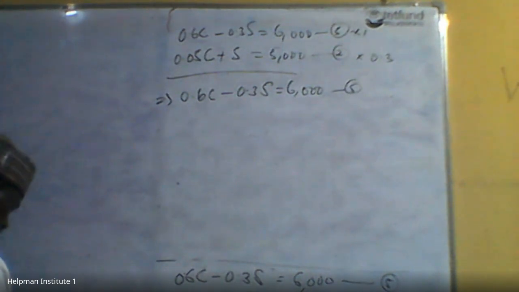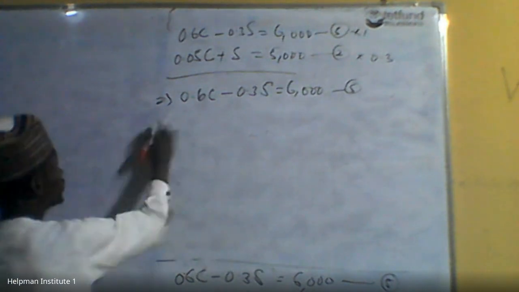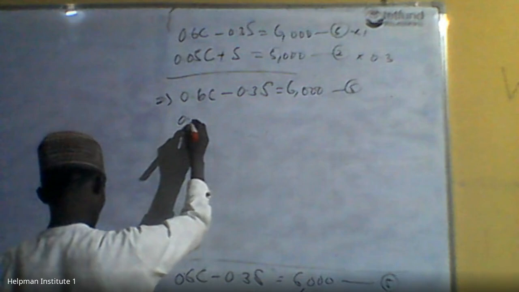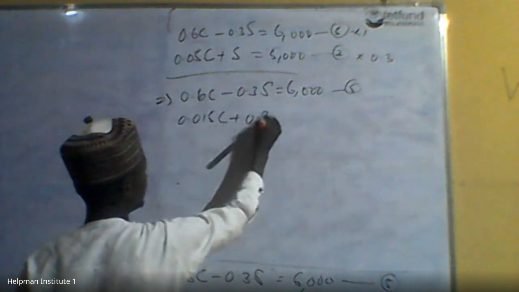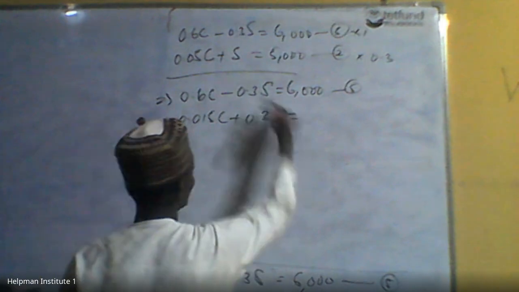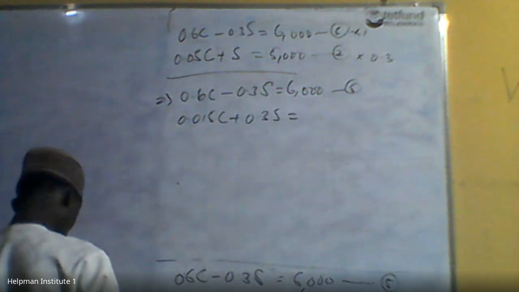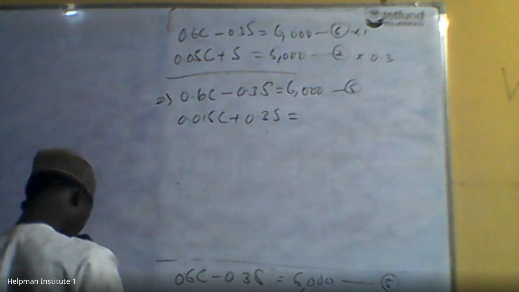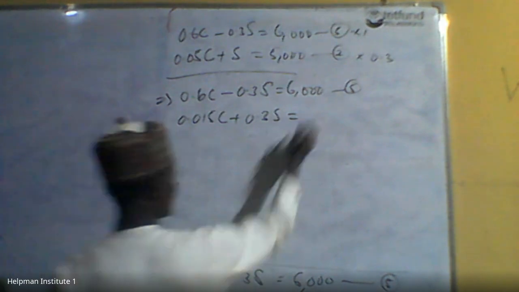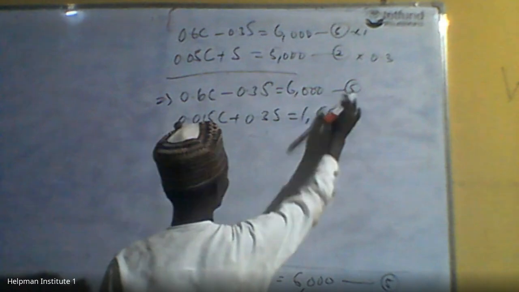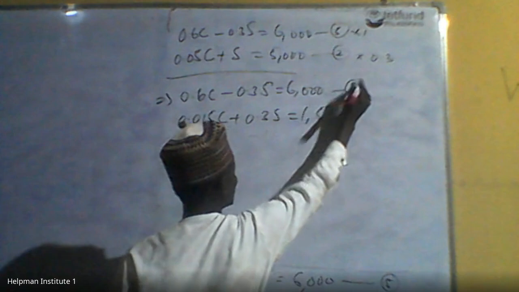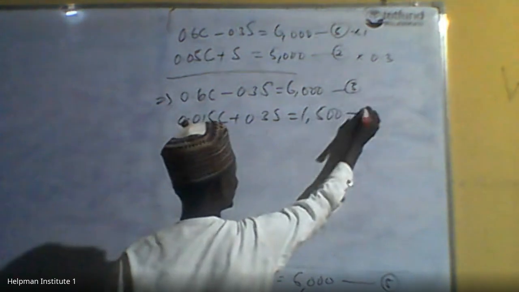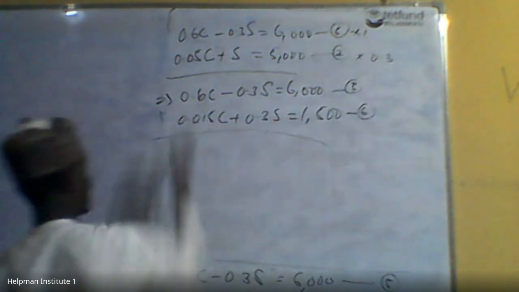0.3 times 0.05 will be 0.015c, plus 0.3s, and this equals 0.3 times 5,000, which is 1,500. Let's say this to be equation 6, and let this be equation 5. We didn't change it. So add equation 5 and 6.